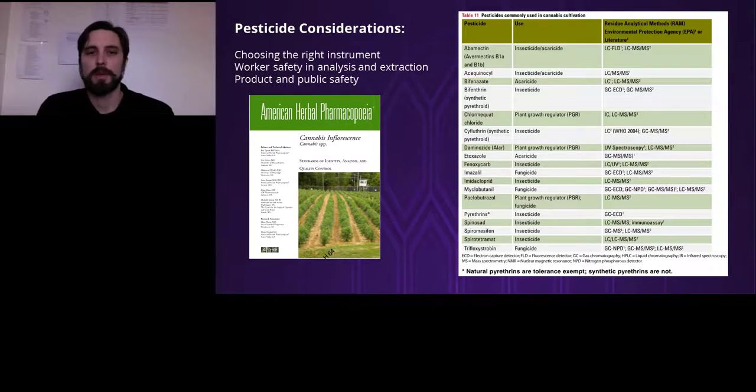I'm going to talk a little bit about pesticides. Again, for these things, you want to choose the right instrument for what you're looking for. Worker safety in the analysis and extraction. You should treat every product coming into your facility like it might be contaminated. You don't want your employees touching something that has pesticides and touching doorknobs and radios and other stuff and spreading it around the lab. And this is from the American Herbal Pharmacopoeia Monograph. And this is just showing you that here are some pesticides, their classification, and some instrumentation methodology that has been cited and used.